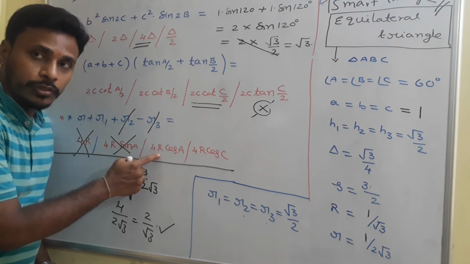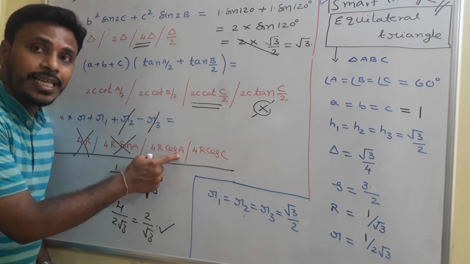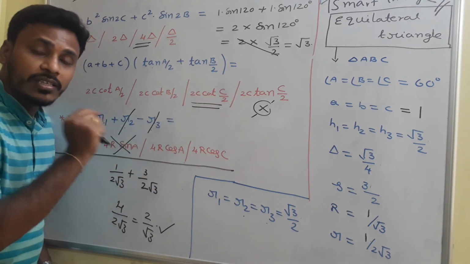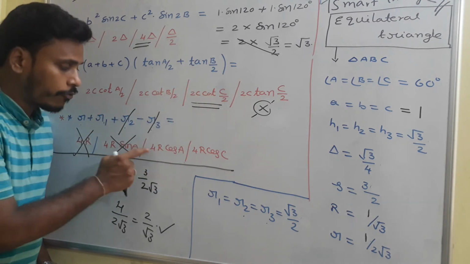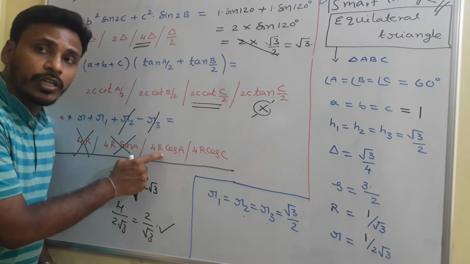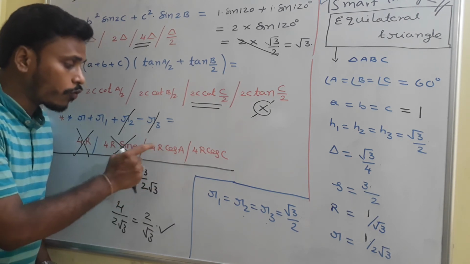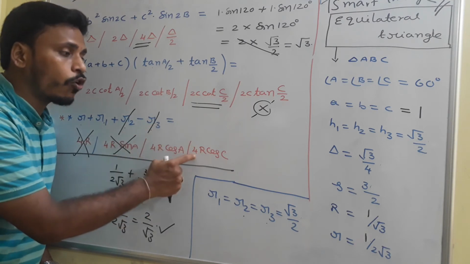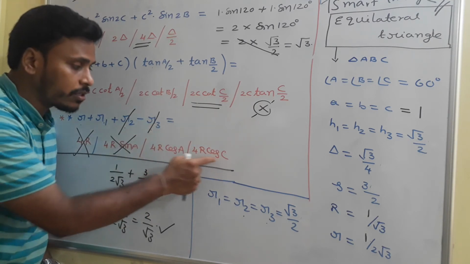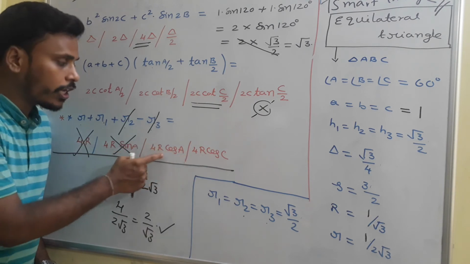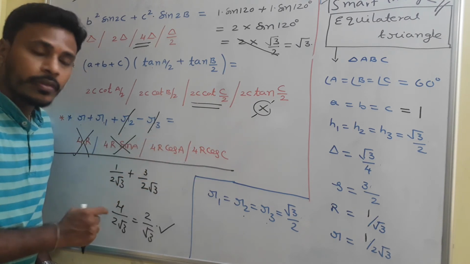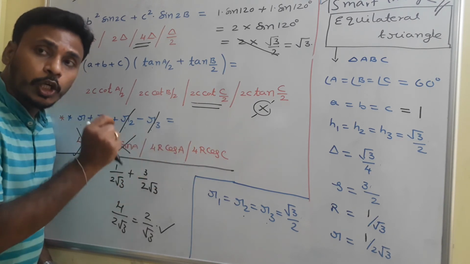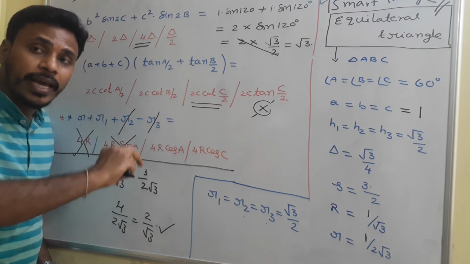R is 1 by root 3. Cos A, A is 60 degrees, right? Cos 60 degrees is how much? 1 by 2. 4 into 1 by root 3 into 1 by 2. If you simplify, this is 2 by root 3. Here also 4, 1 by root 3, 1 by 2. This is also 2 by root 3. So any one of these two is our choice. But among these two, we need to choose the one which makes a symmetrical thing.